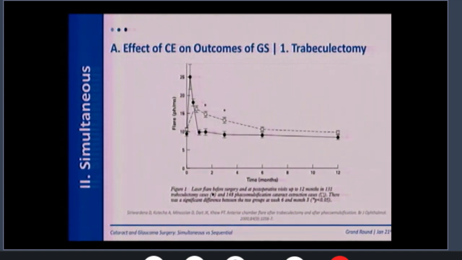The amount of inflammation is higher for two probable reasons: either the ultrasound during the phaco, or the other reason is that pseudophakia per se increases the amount of inflammatory markers within the anterior chamber. I'm going to show that in a coming slide.